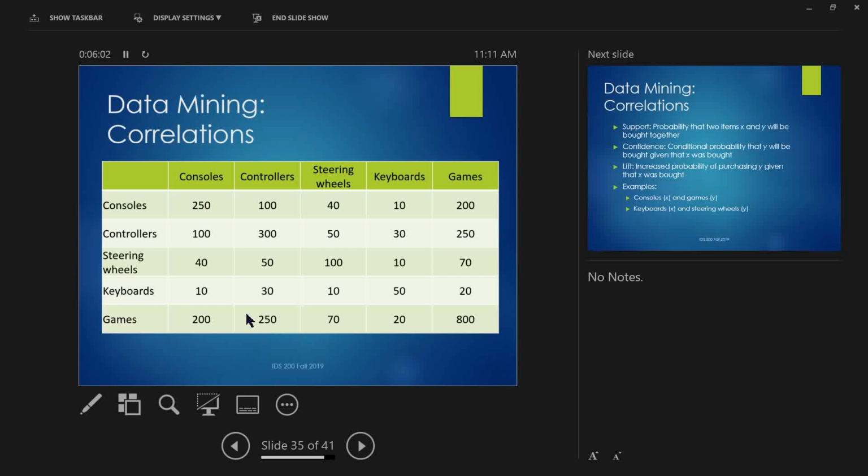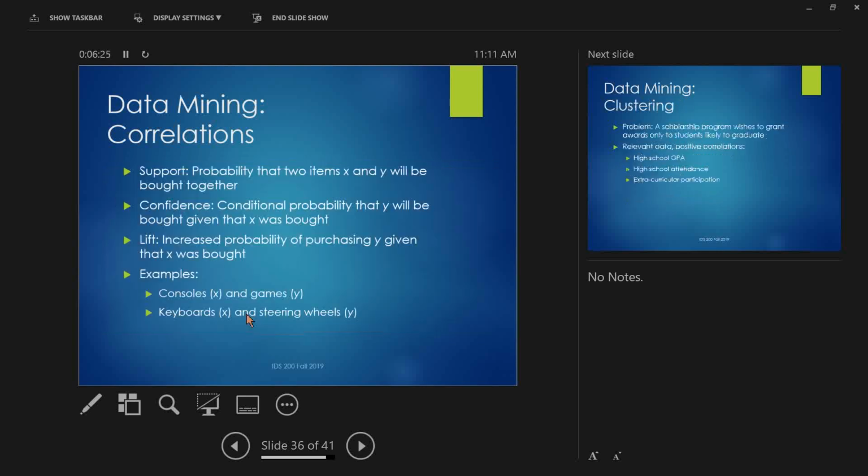It doesn't help you out. But if somebody buys a keyboard, there's a pretty good chance that they're buying something else. For example, a controller is a good one. 60% chance, whereas only 30% of the people are actually buying controllers generally. So the fact that somebody bought a keyboard actually doubles the probability that they're going to buy a controller as well. Lift is the increased probability of purchasing Y given that X was bought.